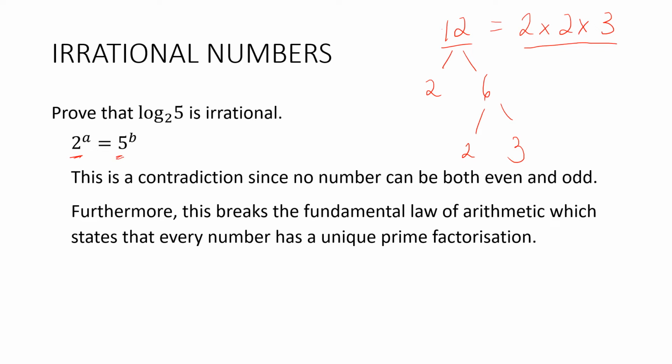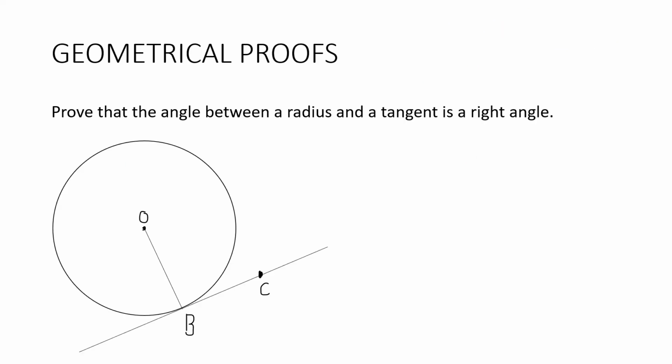So that's the fundamental law of arithmetic. Anyway, either way, log base 2 of 5 is irrational. We can also use proof by contradiction with geometrical proofs. Prove that the angle between a radius and a tangent is a right angle.